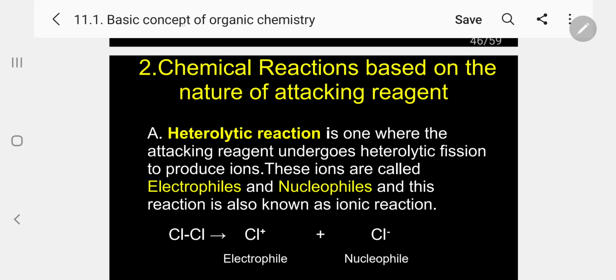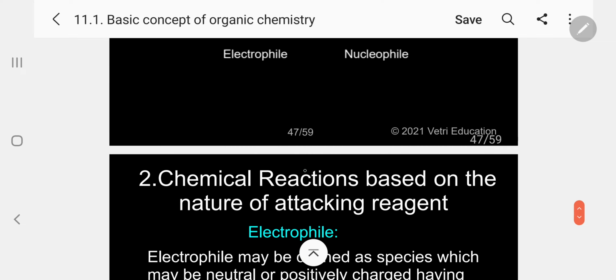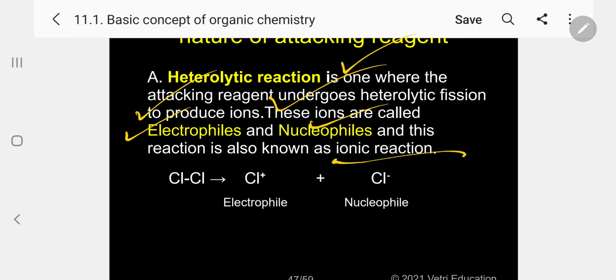Now, this heterolytic reaction is not necessary for us. Only the homolytic reaction we need. Kindly follow. A heterolytic reaction is one where the attacking reagent undergoes heterolytic fission to produce ions. These ions are called electrophiles or nucleophiles, and the reaction is also known as an ionic reaction. Suppose a chlorine molecule undergoes cleavage: Cl plus, Cl minus. Electrophile, nucleophile.